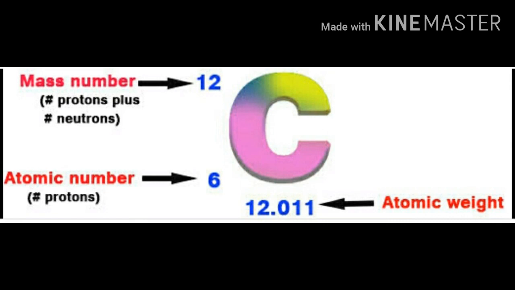So in carbon the atomic number is 6, which means the number of protons is 6, and we already know that the number of protons is equal to the number of electrons. Therefore in carbon, how many electrons are there? 6. And the atomic mass number is 12. So from this we can find the number of neutrons: 12 minus 6 is equal to 6, which means the number of neutrons is 6. Carbon contains 6 protons, 6 neutrons and 6 electrons.